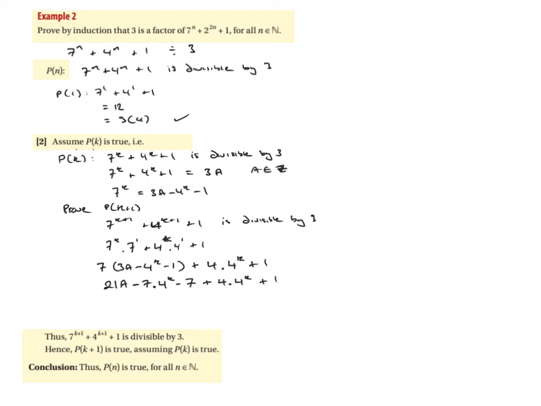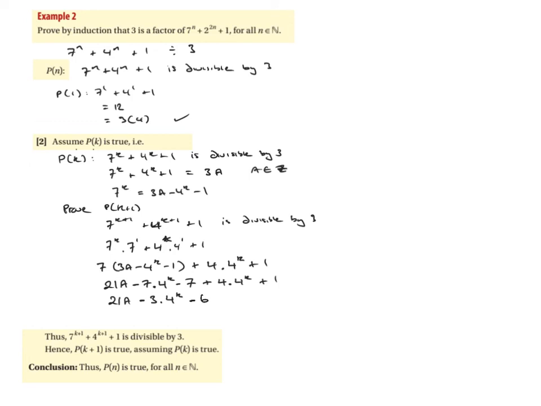So let's collect everything we can together. Just the a's, we've got 21a. Okay, that's fine. Let's have a look at the 4 to the k's here. You can see we have minus 7 lots of 4 to the k plus 4 lots of 4 to the k. So minus 7 plus 4 is minus 3 lots of 4 to the k. And then we have minus 7 plus 1, which is minus 6.